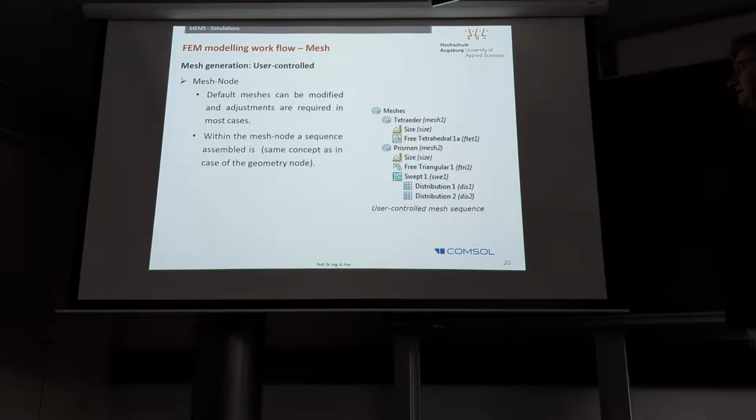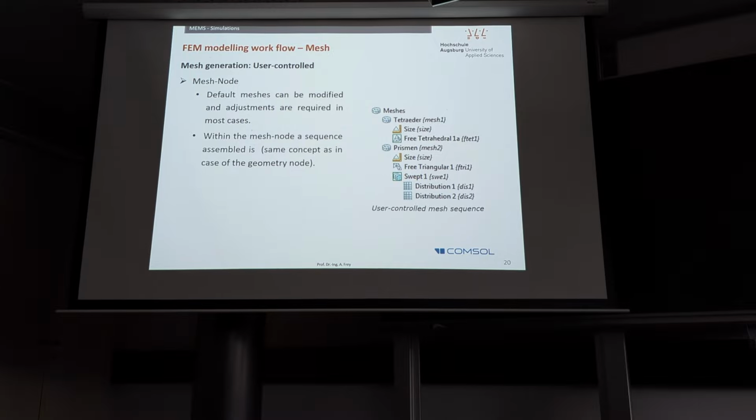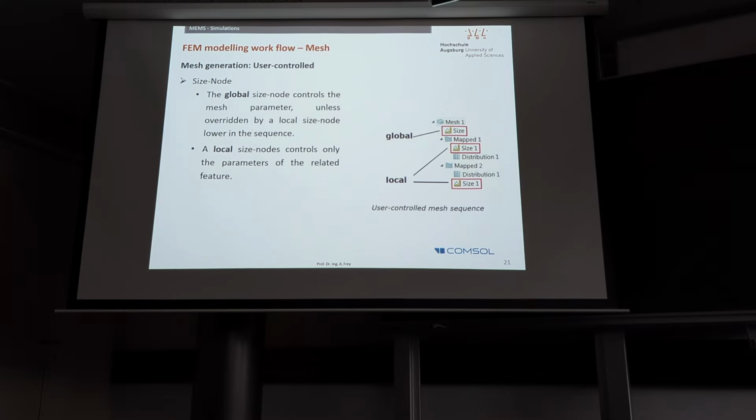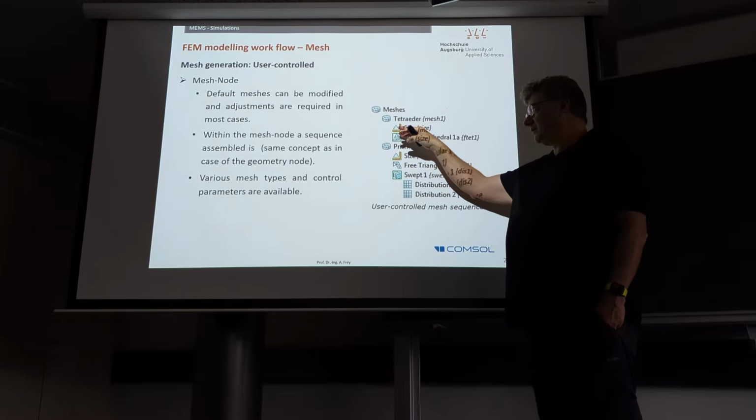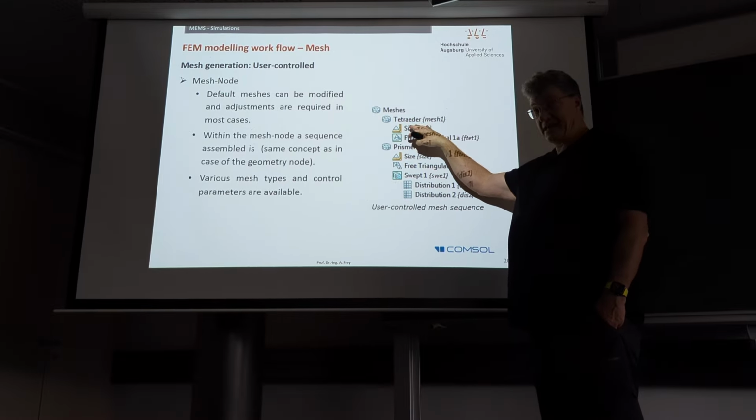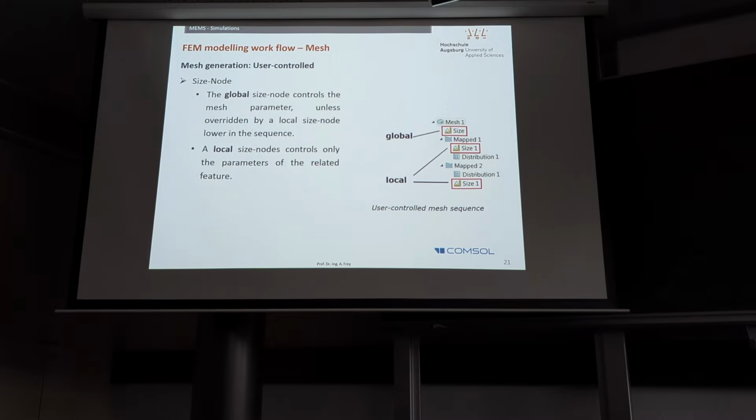So let's have a look a little bit about the elements in that mesh sequences. Not all things you can do, but some I like to discuss. Various mesh types and control parameters are available. So the first thing is a so-called size node. Whatever mesh you build, you always have a size node. And as the name suggests, that is something to control the size of the mesh. If it's a huge mesh in terms of geometry or if it's a small mesh. This is the so-called global size mesh, which you have by default.